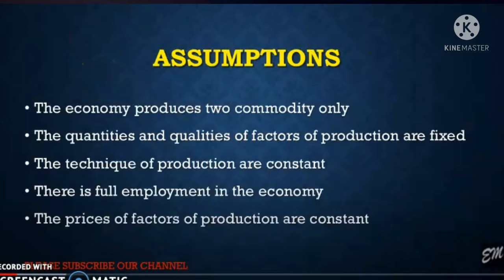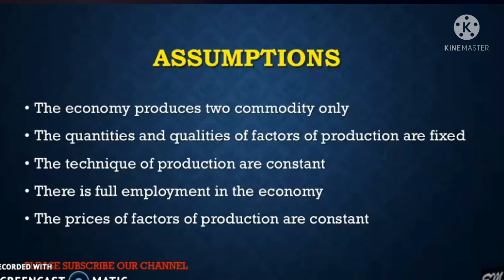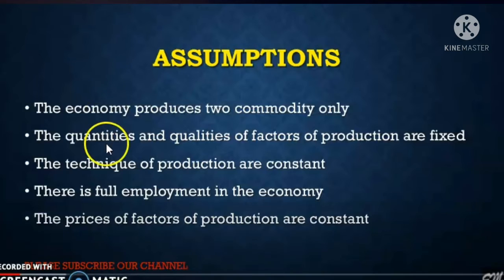On the basis of certain assumptions, we are going to study the concept. Here the assumption means these are said to be the rules behind this. The economy produces two commodities only. The quantities and the qualities of factors of production are fixed. The techniques of production are constant. There is full employment in the economy. The prices of factors of production are constant. So these factors, which are all given as assumptions, are the same at all stages.